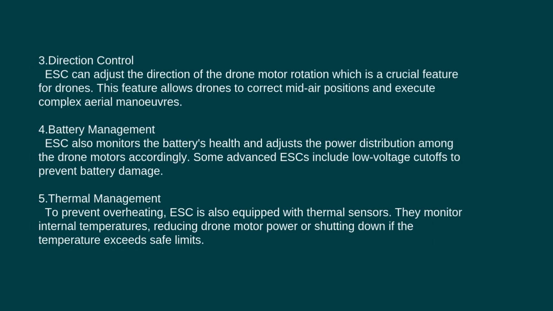In drones, braking helps stabilize the flight, especially during sharp turns. 3. Direction control. ESC can adjust the direction of the drone motor rotation, which is a crucial feature for drones. 4. Battery management. ESC also monitors the battery's health and adjusts the power distribution among the drone motors accordingly. 5. Thermal management. To prevent overheating, ESC is also equipped with thermal sensors. They monitor internal temperatures, reducing drone motor power or shutting down if the temperature exceeds safe limits.